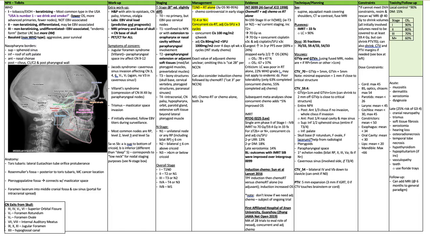The anatomy of the nasopharynx that you need to be aware of. The torus tubarius is the lateral eustachian tube orifice protuberance. Rosenmuller's fossa is posterior to the torus tubarius, and is the most common cancer location. The pterygopalatine fossa connects with the masticator space. And the foramen lacerum goes into the middle cranial fossa and the cavernous sinus, so it is a portal for intracranial spread.